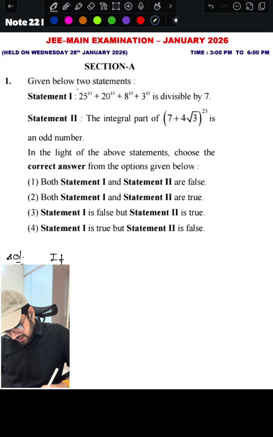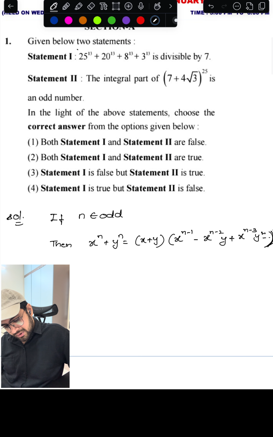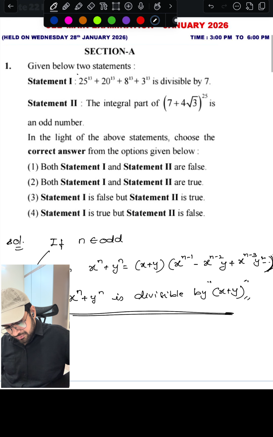So in mathematics we have this: if n is odd, then we can write x power n plus y power n equals x plus y into x power n minus 1 minus x power n minus 2 into y plus x power n minus 3 into y square minus and so on, right? We can write like this. Which indicates clearly that if n is odd, x power n plus y power n is divisible by x plus y. Can I say that? So using this statement we can solve this question.